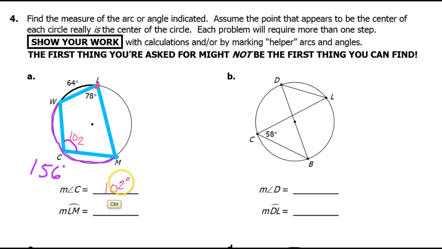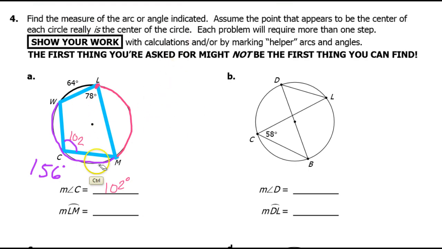Okay, now moving on to Charlie. Charlie, we're supposed to also find arc LM. Arc LM is this red guy that I'm drawing right now. I hear you saying 116. Can you tell me how you got that? You said 180 minus. Oh, okay. 180 makes me nervous. That makes me think the 116 is not quite right.